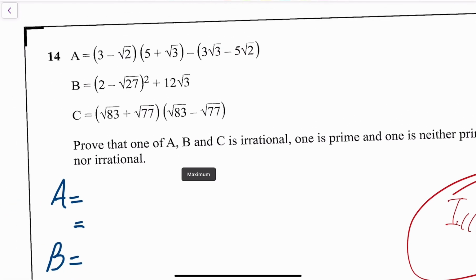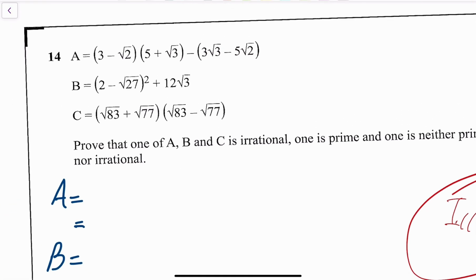So we've got to just work these out basically. So we're going to work out our A, our B, and our C. Just multiply them out effectively and see what we get. So I think this is the last question on our non-calculator paper.